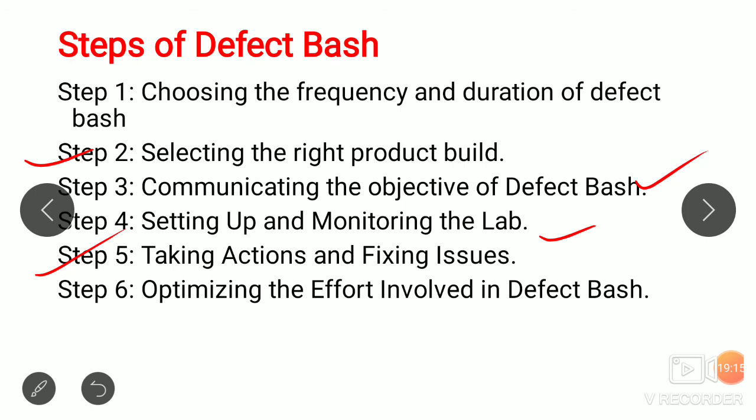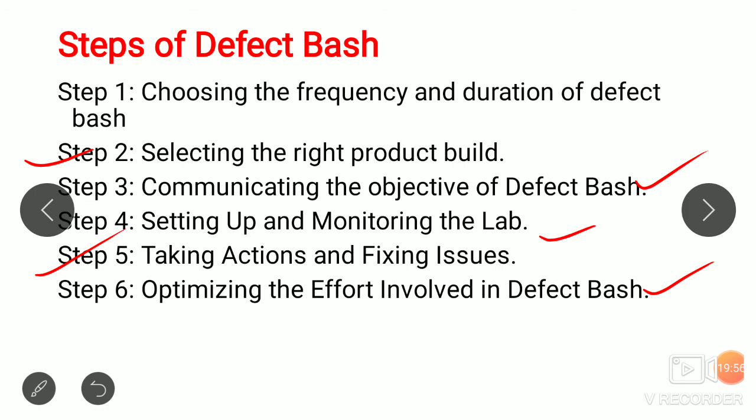Now we will see the sixth one, that is optimizing the effort involved in defect bash. Here a defect bash involves a large number of people. Spending much effort is normal for conducting defect bashes. There are several ways to optimize the effort involved in defect bash if a record of objectives and outcome is kept. Another approach to reduce the defect bash effort is to conduct micro level defect bashes, instead of conducting one on a large scale.